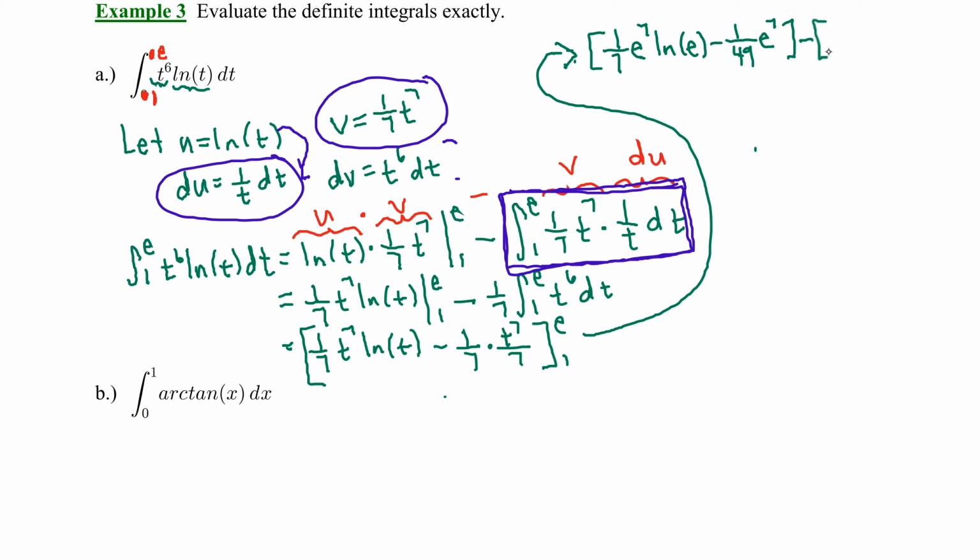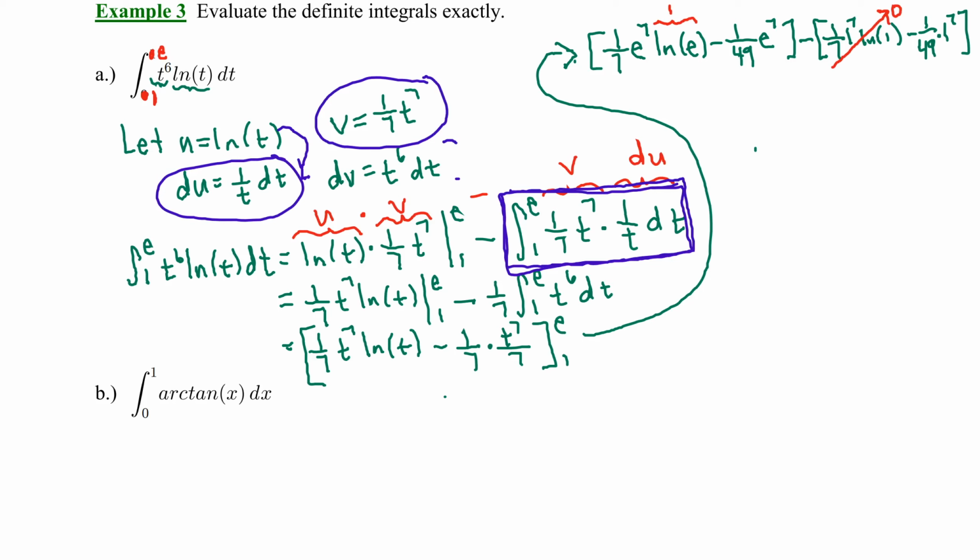Now we're going to plug in our lower limit 1 into our antiderivative. We're going to have 1/7 times 1 to the 7th natural log of 1 minus, again, let's call it 1/49 times 1 to the 7th power. Now we can simplify this very nicely. Recall that the natural log of e is equal to 1, and the natural log of 1 is equal to 0. So this entire term is going to zero out.